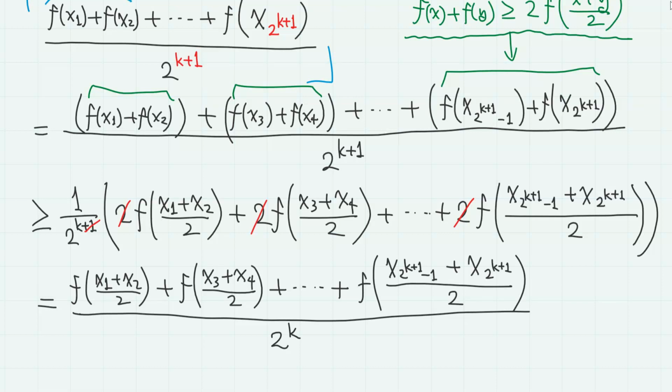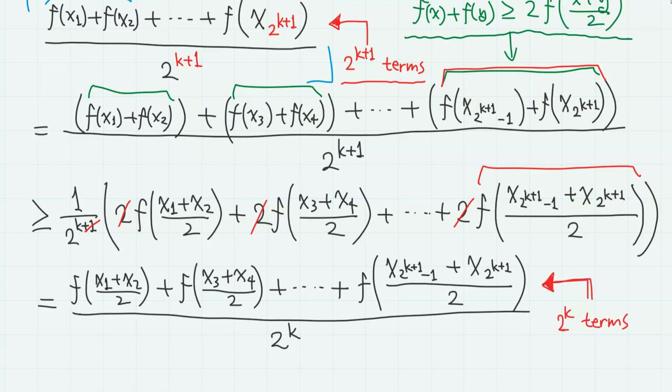Now let's consider the total number of terms. Up here, we originally had 2^(k+1) terms. But since we have grouped the terms and combined them into a single term, by using the given inequality, the number of terms is now halved. So here, we only have 2^k terms.